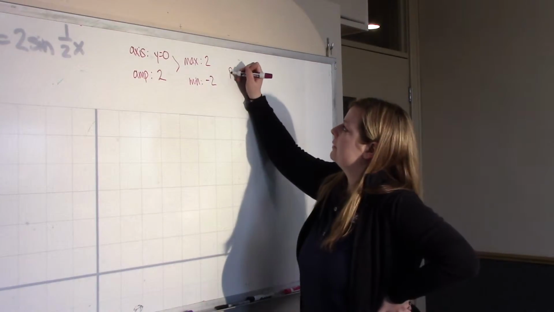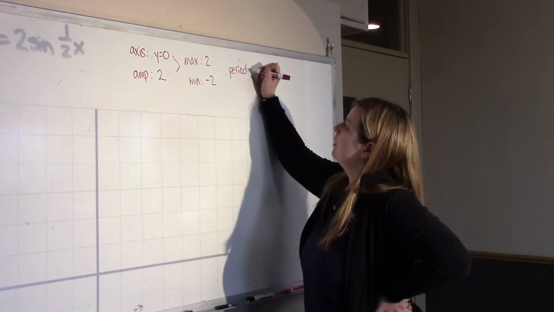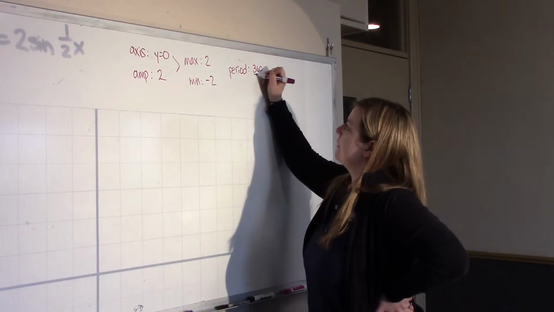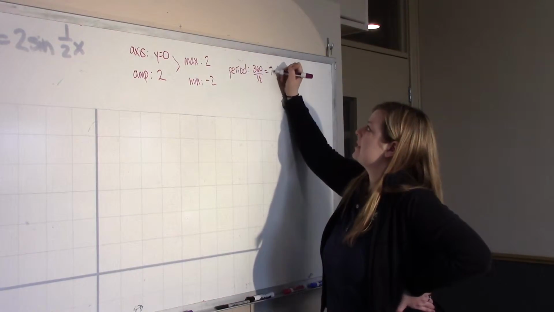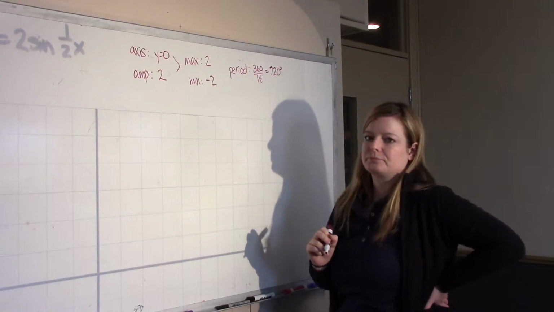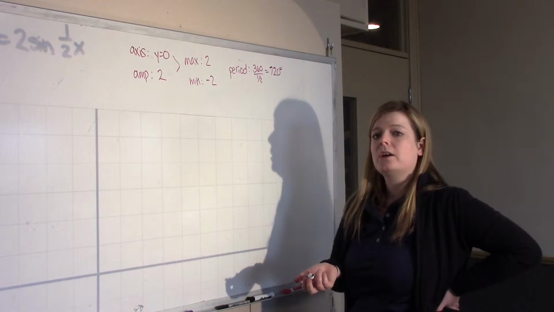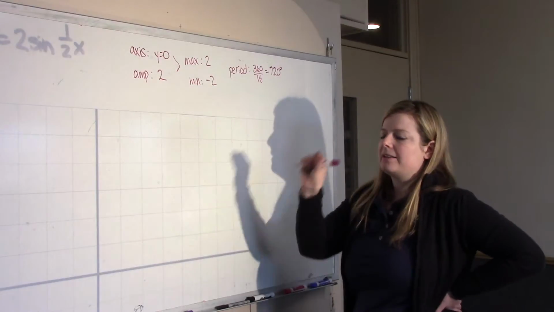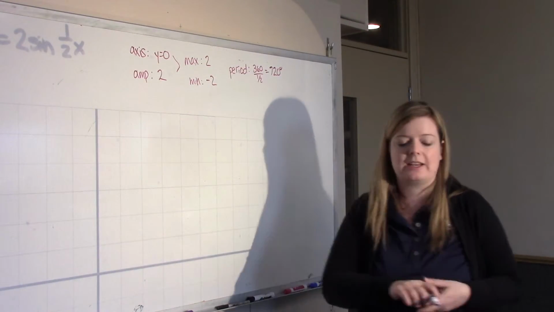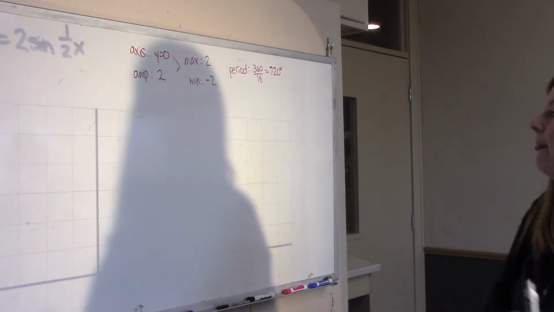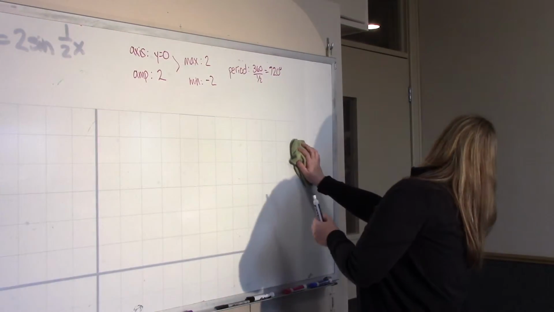My period is 360 divided by a half. So that's 360 times 2, which is 720 degrees. I divide that by 4, which is 180. So I need my ticks to be 180 degrees apart to accurately show this transformation. Okay, to show the 4 sections.